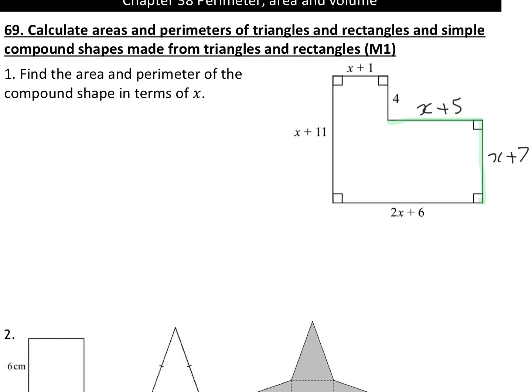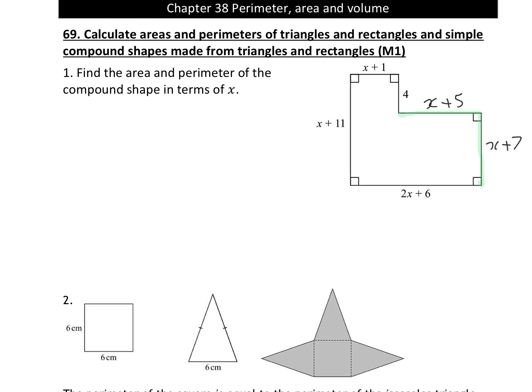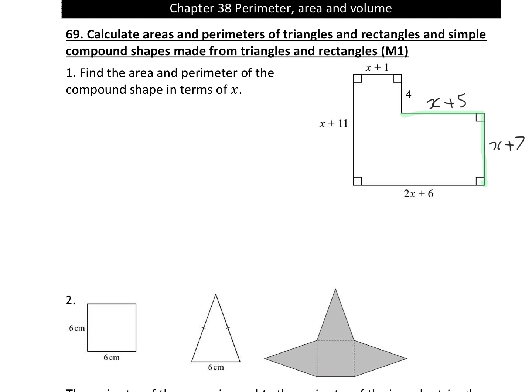I'll do the perimeter first. So to work out perimeter, we have to add all the sides together. I'm going to just do a wee dash here to tell me where I've started at, so I don't include any of them too many times. x plus 11 plus 2x plus 6 plus x plus 7 plus, now I'm going to run out of space here, plus x plus 5 plus the 4 plus the x plus 1.